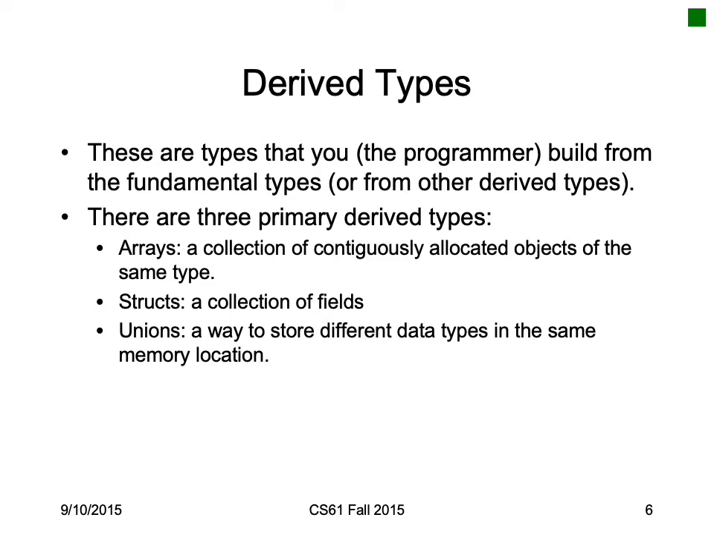Now at first blush, unions may seem to contradict what I said about each object having its own distinct space, but a union is an intentional construct that says I have one object, so there's one chunk of space, but depending on how I access it, I might want to think of it differently. So I'll go into each of these in a little bit more detail.